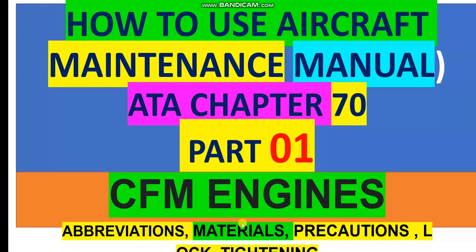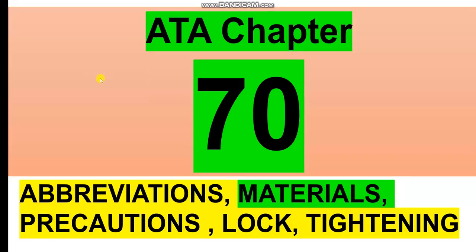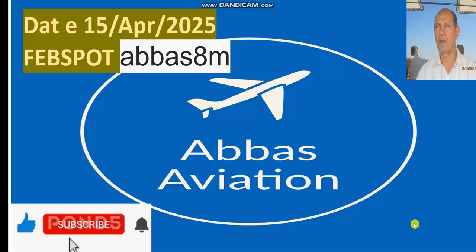These are the items I selected. This is chapter 70, standard practice for engines, and these are the subjects which I selected. The day today is 15 April 2025. This is my photo, my YouTube channel, and this is my other channel. Three items, I hope to comply with them. These are the subjects or items which I selected.